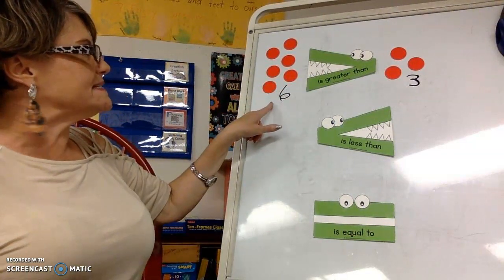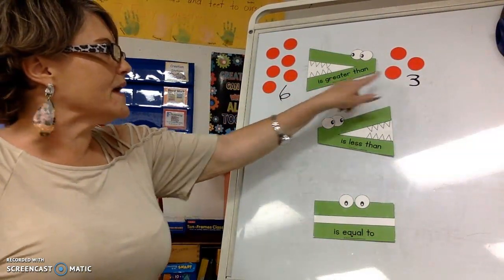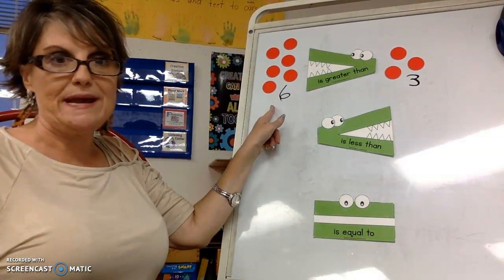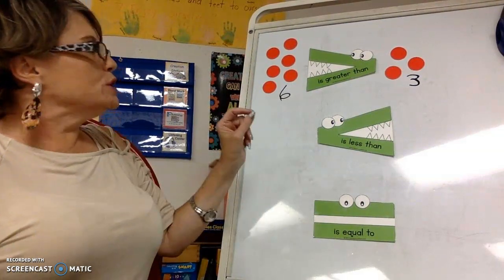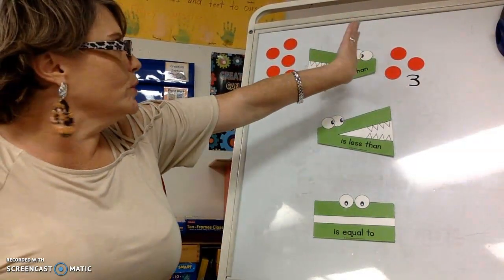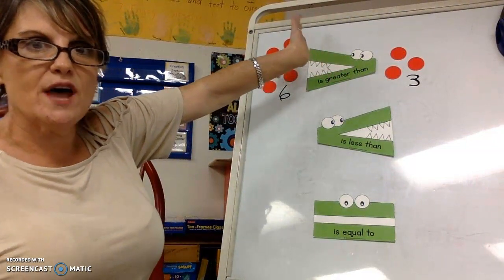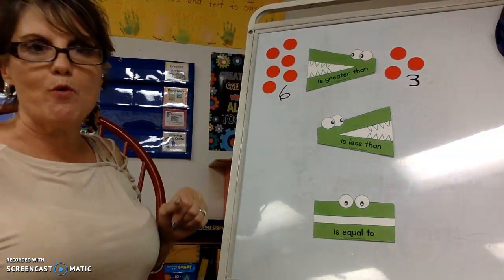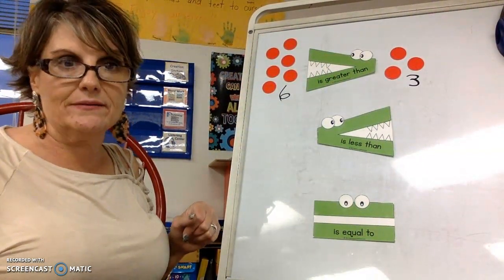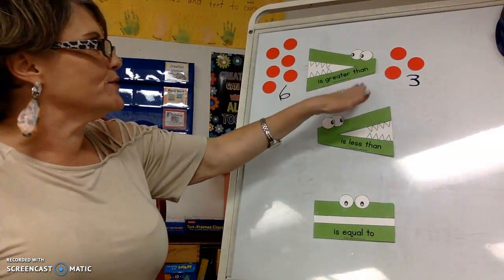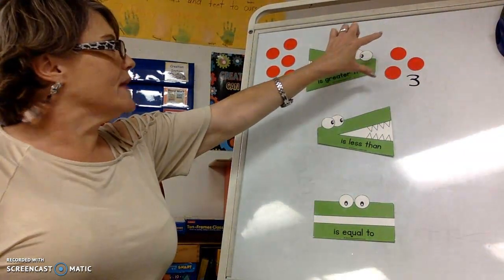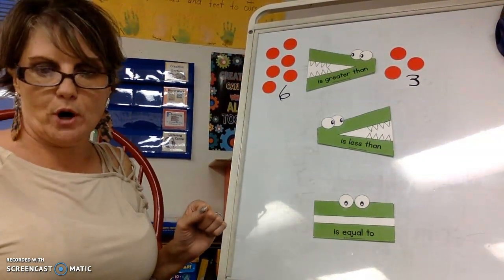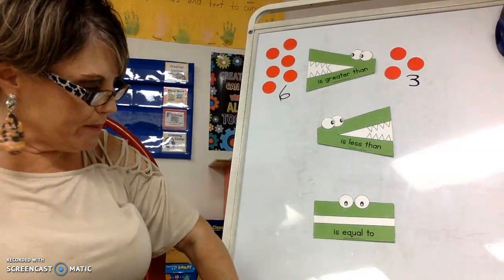So we would say 6 is greater than 3 because 6 is more than 3, isn't it? That alligator or crocodile is chomping the bigger number. That's why the sign is going that way. That is greater than. So 6 is greater than 3. The alligator or crocodile is always chomping the bigger number. Okay, let's look at this one.